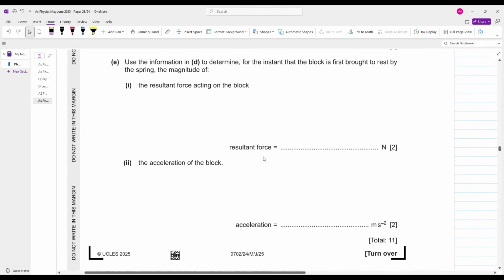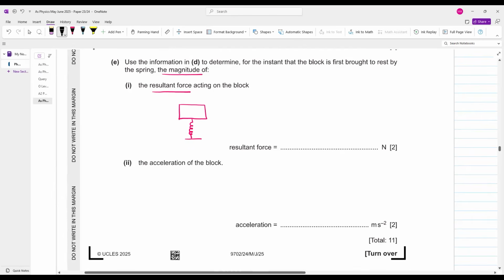Use the information in D to determine, for the instance that the block is first brought to rest by the spring, the magnitude of the resultant force on the block. बेटा हमने information use करनी है in part D to determine the magnitude of the resultant force on the block. हमने resultant force on the block निकालनी है. देखो let's say this is the block. It is compressing the spring. इसने स्प्रिंग को कंप्रेस किया हुआ.